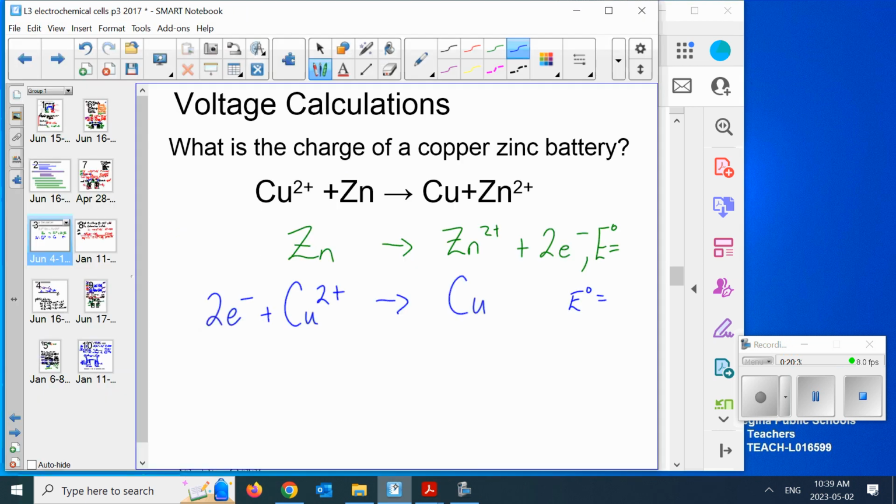Now I'm going to flip that. Is that written the same way? No. So when you flip a reaction, you flip the sign. It wasn't the same way. So when we looked that up, it was negative the way it was written, but the reaction flips. We flip it to positive 0.76.